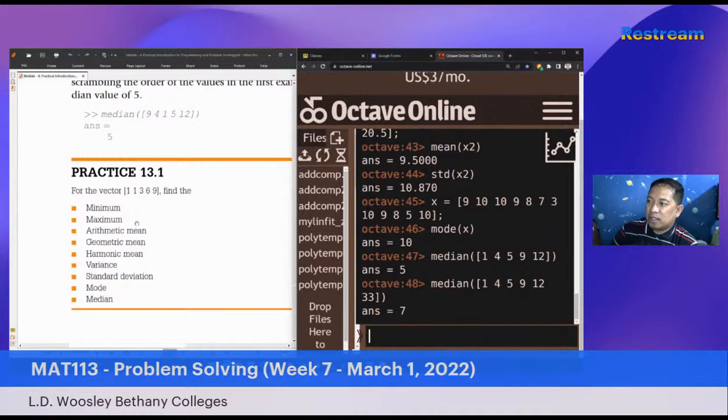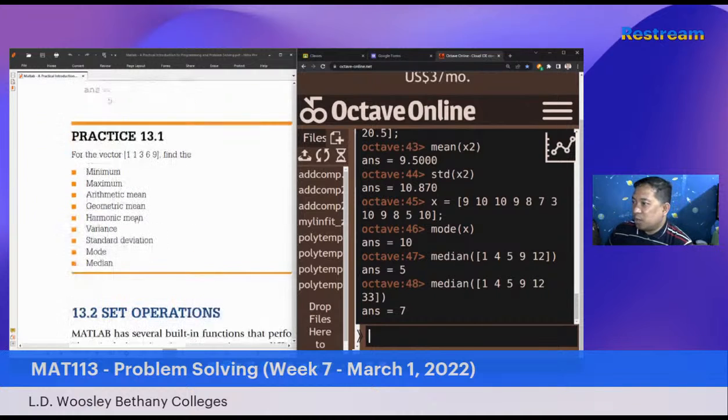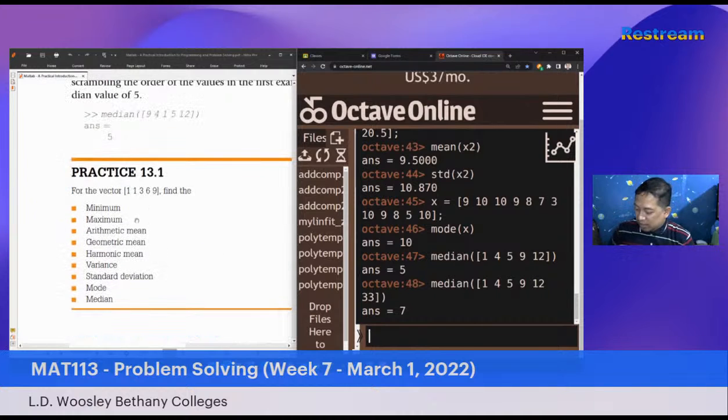Okay, so we have a practice here. We can practice this. Then we have set operations next. So statistics is easy. So we will move to set operations by next time. So this will be a short lecture today, fortunately.